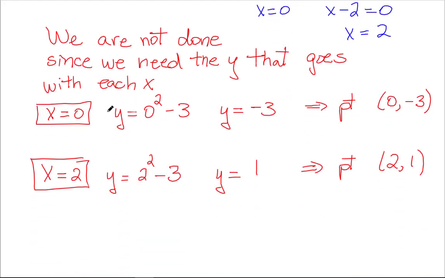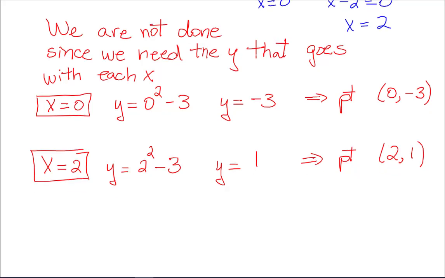So if I use x equals 0, y is 0 squared minus 3, and so y is minus 3. Therefore, that one point was at 0, minus 3. If I let x be 2, 2 squared is 4, 4 minus 3 is 1. And so the other point is at 2, 1. Not too bad.